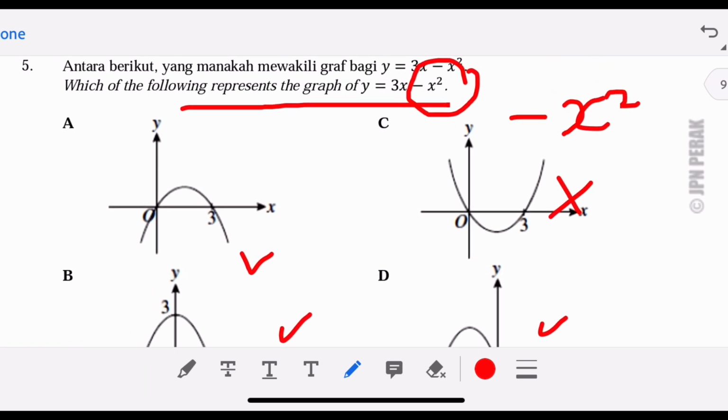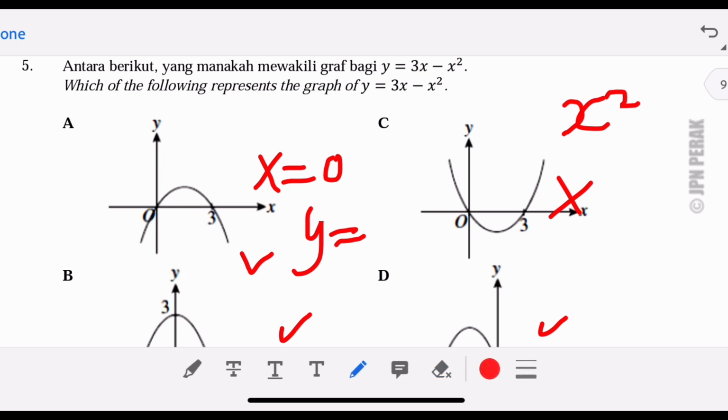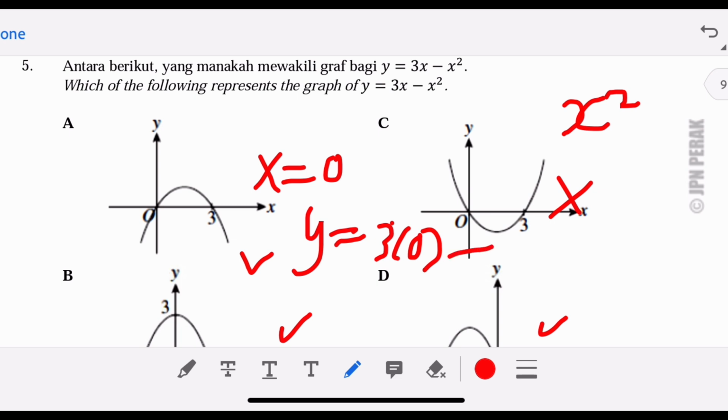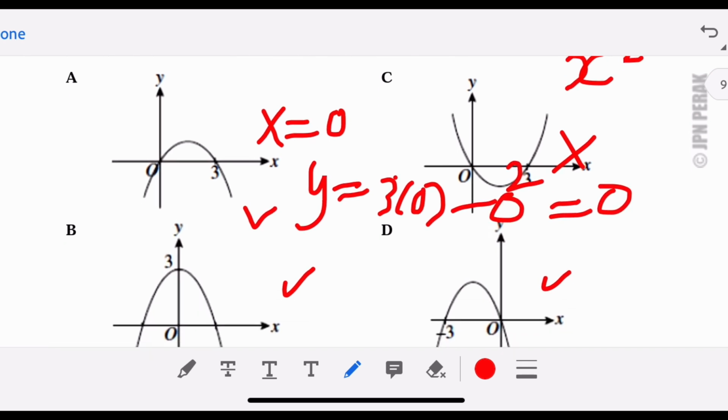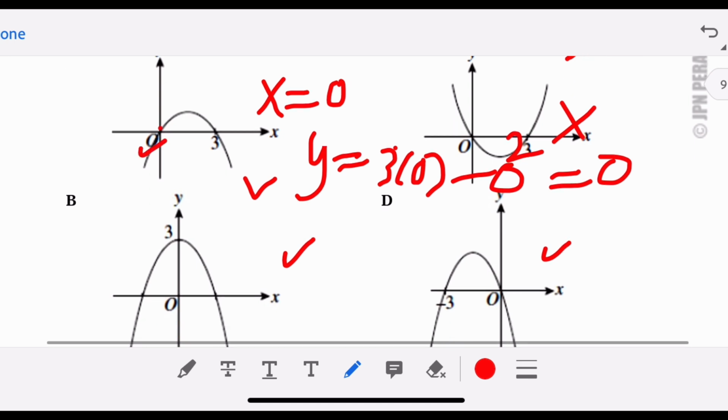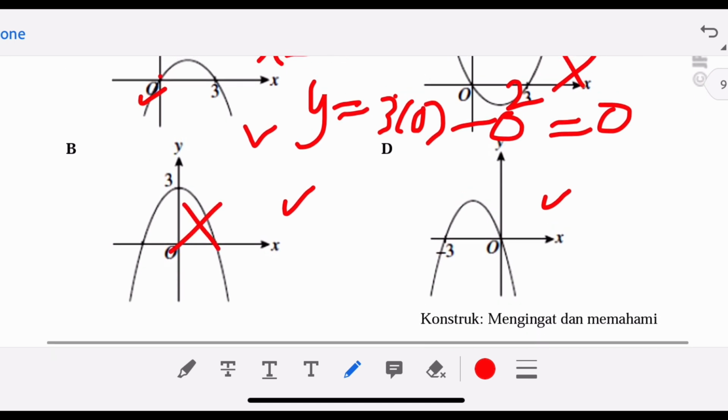Okay, now you see, let's say you want to find the y-intercept, right? You let your x be 0, right? So your y, you substitute in. You want to find the y-intercept, so let x be 0. Y is 3 times 0 minus 0 squared, so you get 0. So that means it must be (0, 0). So this one is okay. This one is wrong, right? This one is okay. So why? Because the y-intercept is 0.